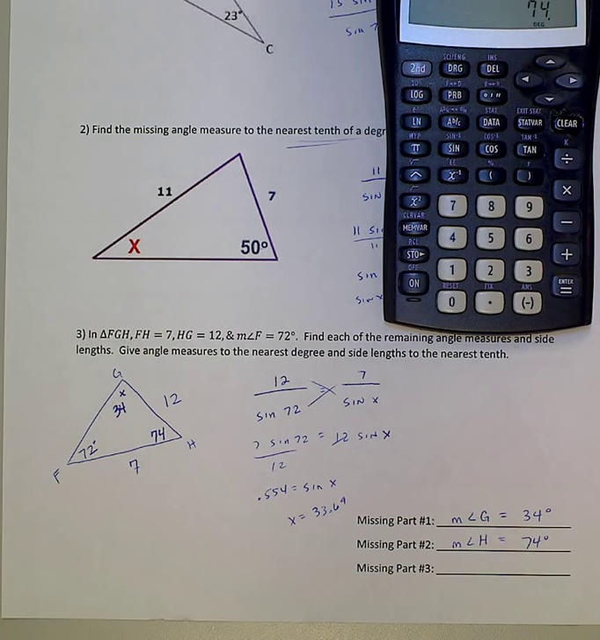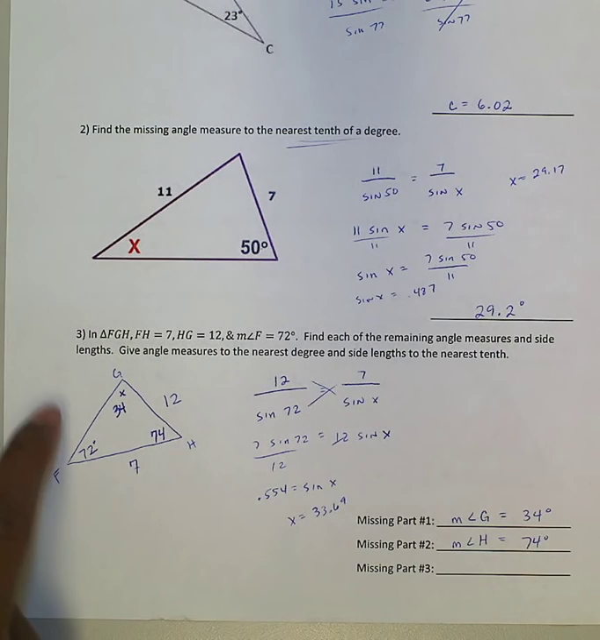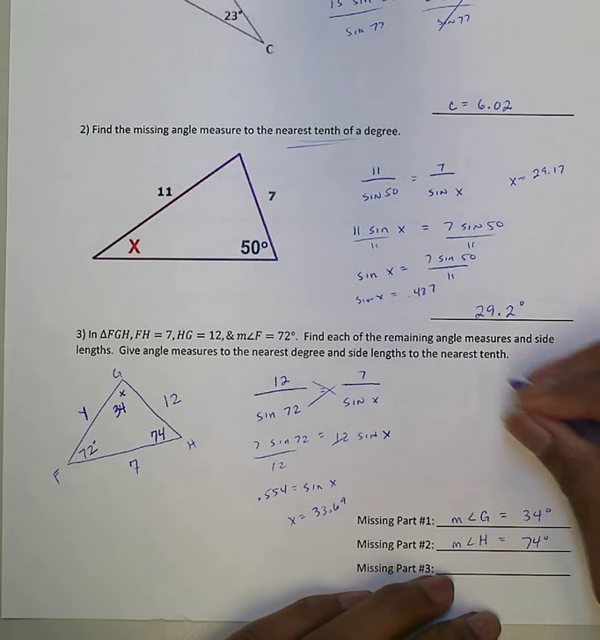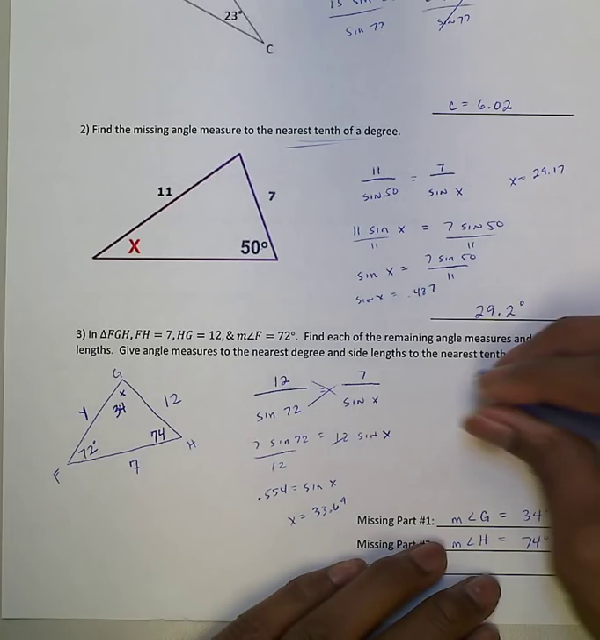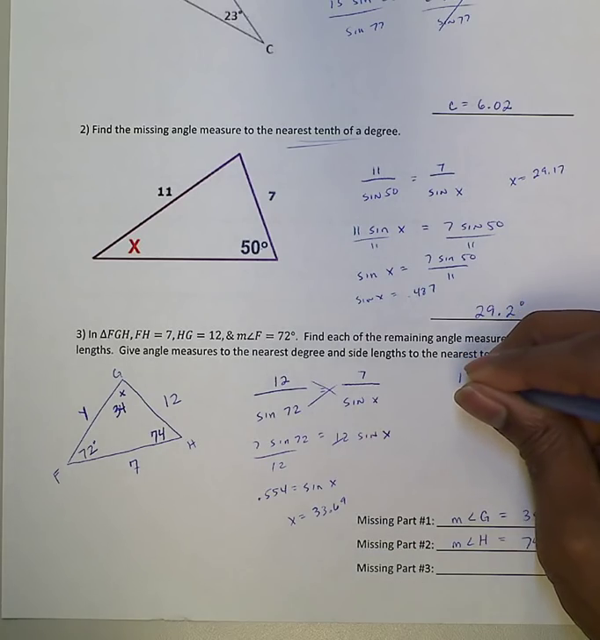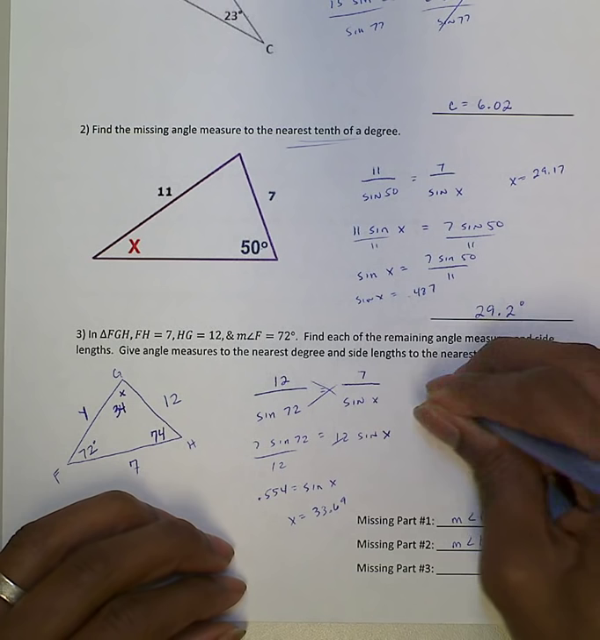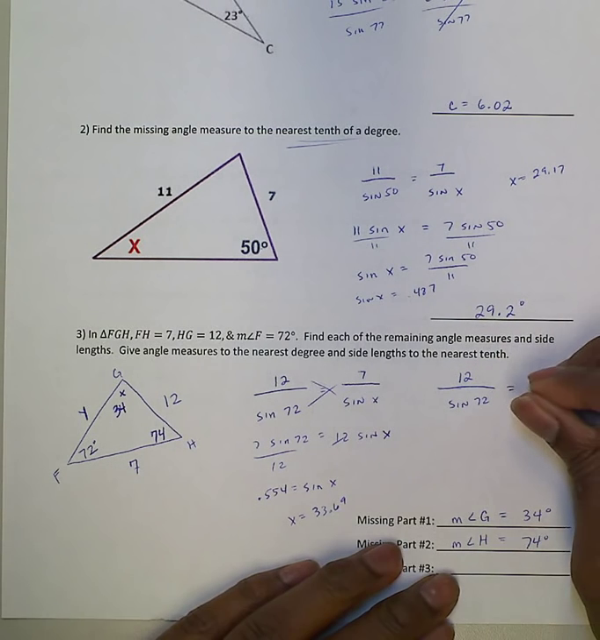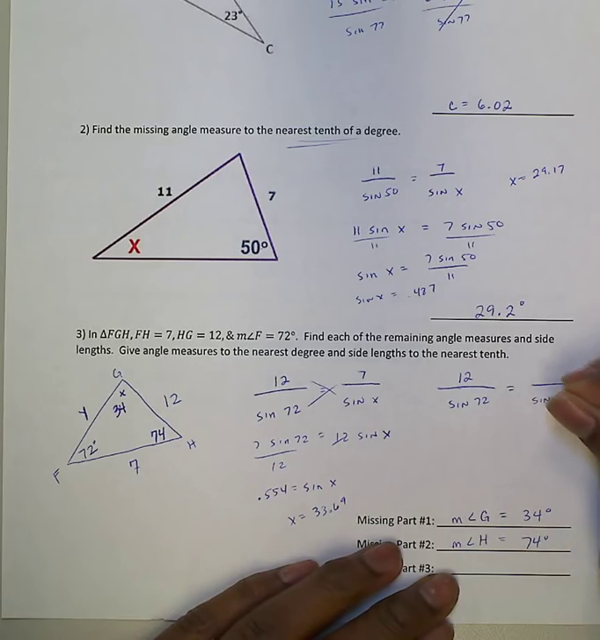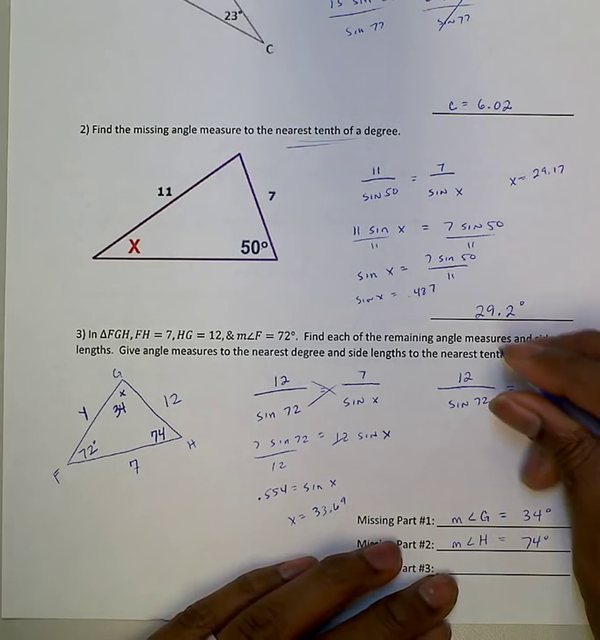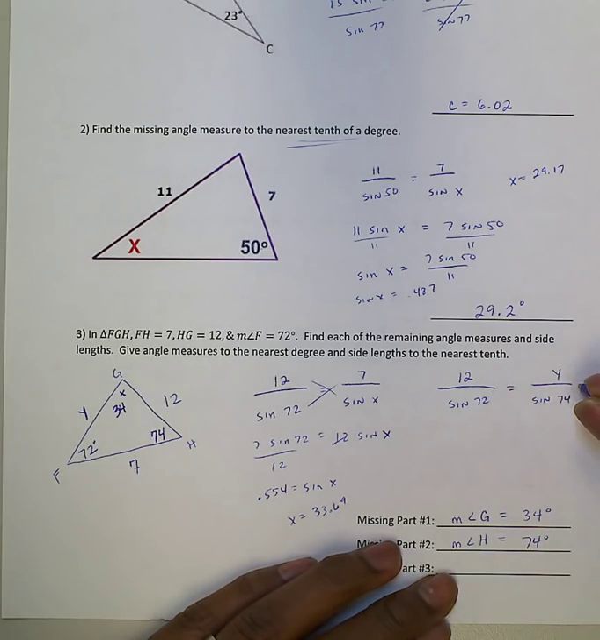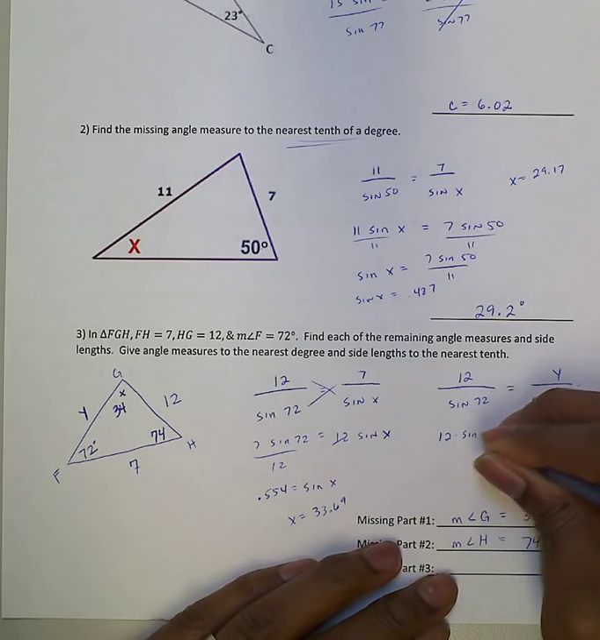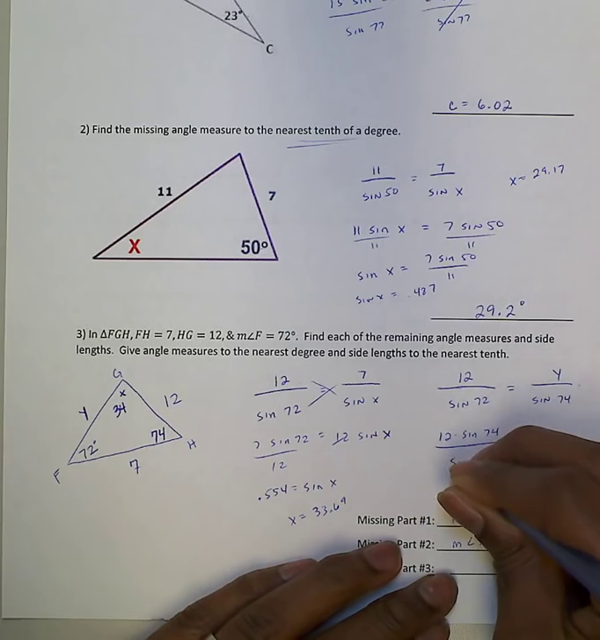Now, I will have to return to trig in order to find FG. We'll just call it Y. So again, I'll use this trig ratio. Sorry, law of sines. Better way to say that. Sine 72 will equal the angle that we know, so sine 74 over y. So cross multiply, or in this case I could just multiply by sine 74. I get 12 times sine 74 over sine 72 equals y.